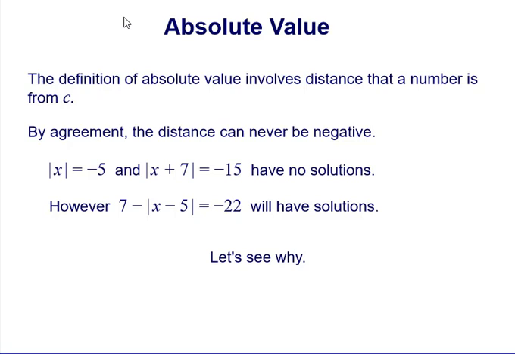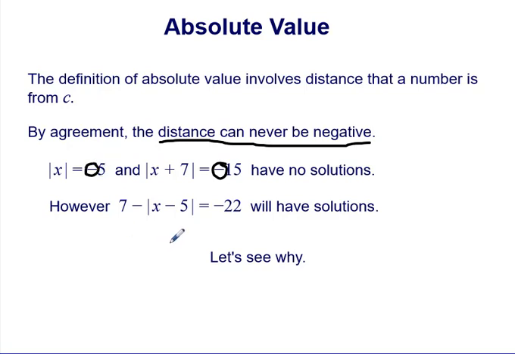The definition of absolute value involves the distance that a number is from c. So by agreement, the distance can never be negative. So the absolute value of x equals -5 and the absolute value of x plus 7 equals -15 have no solutions because they're equal to that negative number.